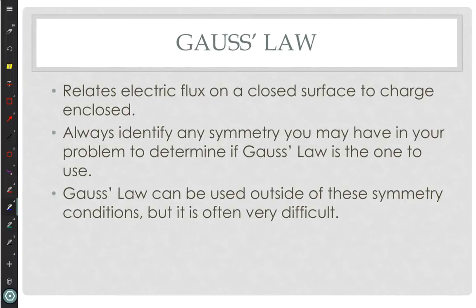Okay. Now to Gauss's law. Gauss's law is relating the electric flux to the charge enclosed. It's based on the idea that if you have more charge, you have more electric field, and there's a relationship between the electric field produced and the charge, which, once you define an electric field, makes perfect sense. So always identify the symmetry you have when you start with a Gauss's law problem, and you can use it outside of those 3 symmetry situations I talked about, but it's not going to be as easy. So it's usually going to be easier to go to Coulomb's law if you don't have one of those.